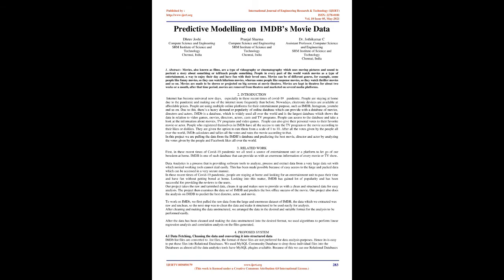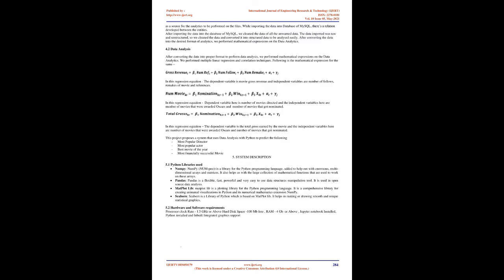2. Introduction. The internet has become universal nowadays, especially in these recent times of the COVID-19 pandemic. People are staying at home due to the pandemic and making use of the internet more frequently than before. Nowadays, electronic devices are available at affordable prices. People are using multiple online platforms for their entertainment purposes, such as IMDb, Instagram, YouTube, and so on.